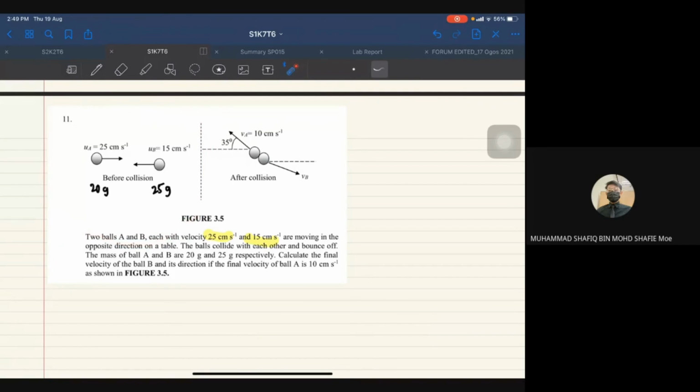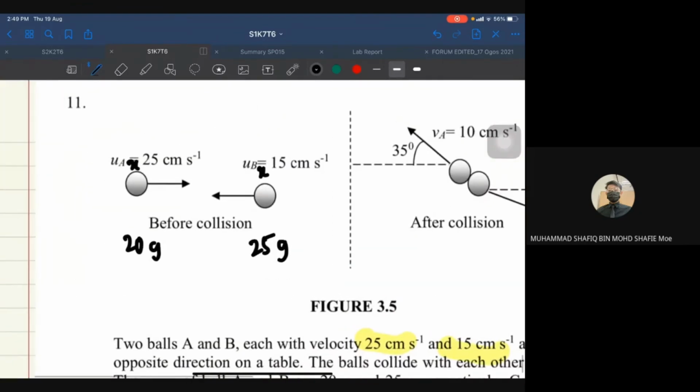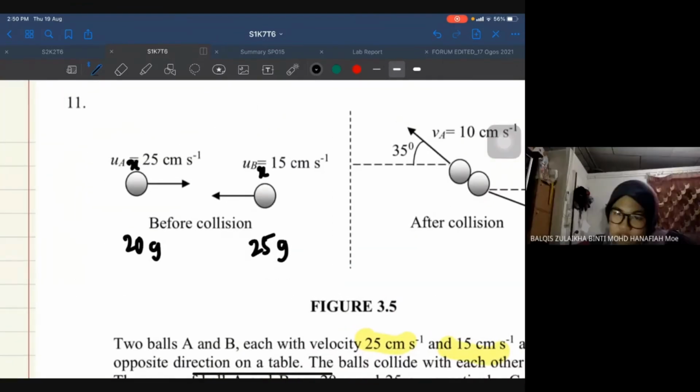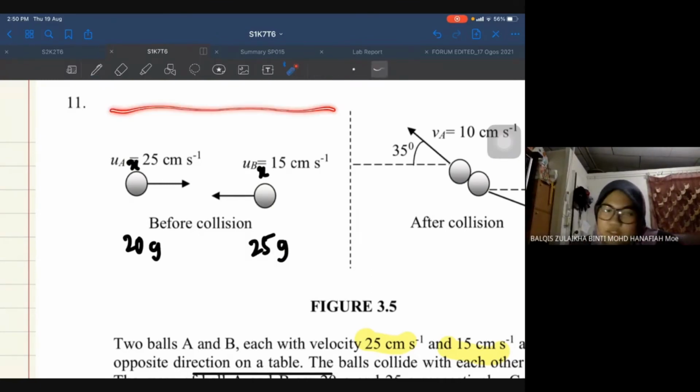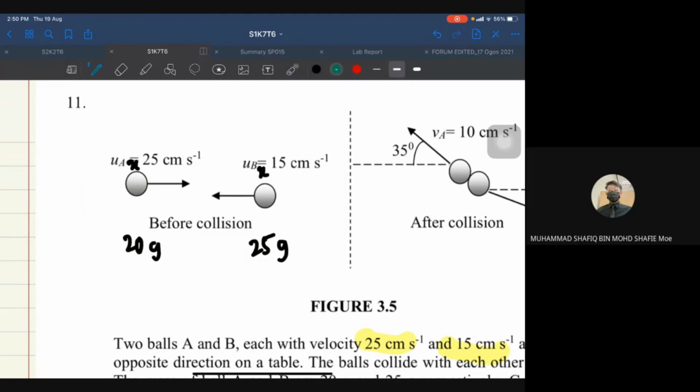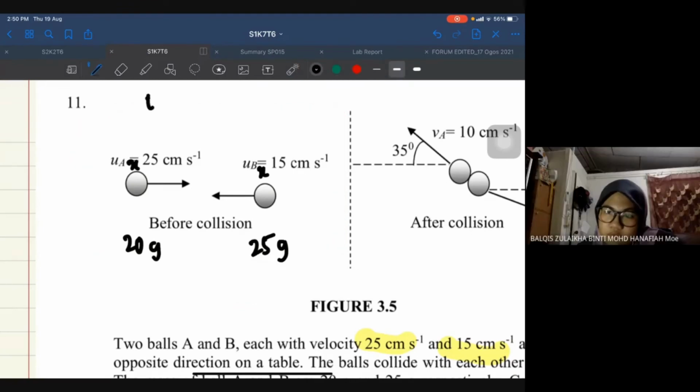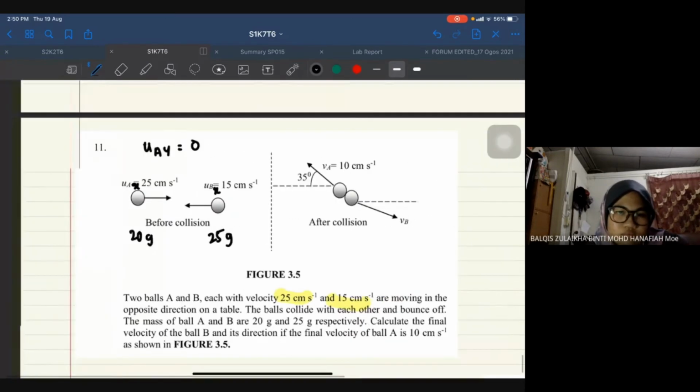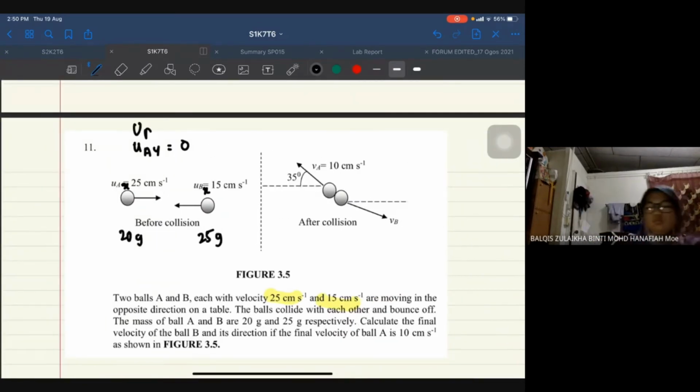Okay, because this one is in X component. So basically this is your UAX and UBX, only in X component. Kalau Y component saya, ada ke tak? Kena resolve dulu, kalau untuk yang initial ni. Oh, initial tak ada. So kalau tak ada, nilai dia berapa kamu nak tulis? 0. Yes. UAY is equals to 0, and UBY is equals to 0.